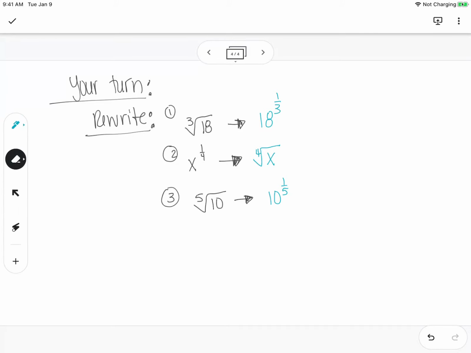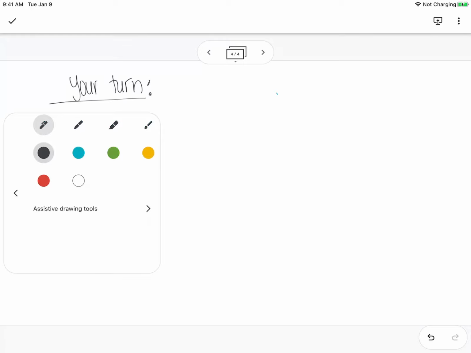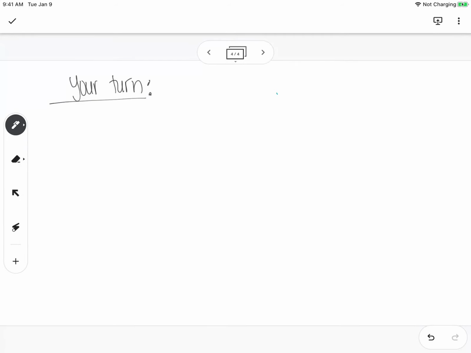Okay, so now we're going to try some more rewrites. We're going to simplify this time. Let me get rid of all this. So I'm going to ask you to simplify these next problems. So you will cram it in your calculator, or if it doesn't give you a perfect number, you'll have to do that little factor tree and look for the correct groupings, either pairs, triplets, or quadruplets.